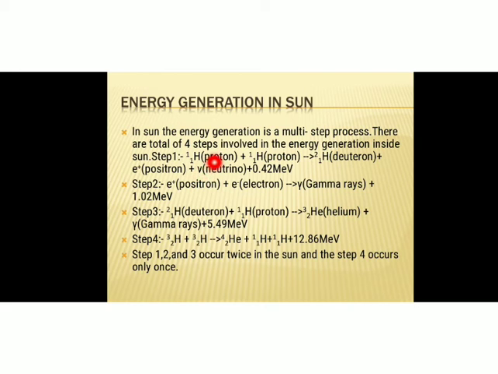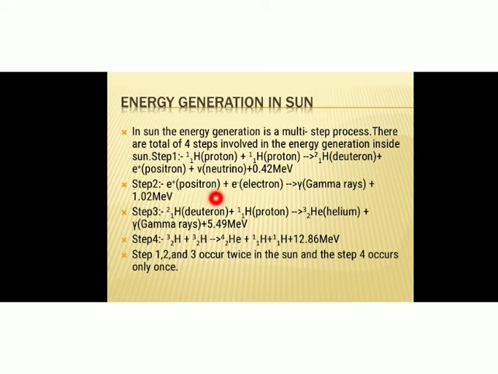Step 1: 1H1, that means a proton, plus another proton, 1H1. So 2 protons combine to form 1H2, which is a deuteron, plus e+, which is a positron, plus nu, this is nu, not v, this is nu, neutrino, plus 0.42 mega electron volt. Okay, so when 2 protons are combined, we get 1 deuteron, 1 positron, 1 neutrino, and 0.42 mega electron volt. So the positron has a positive charge.